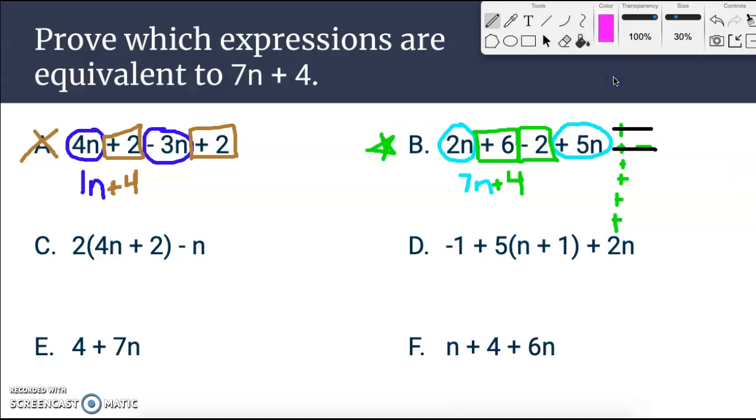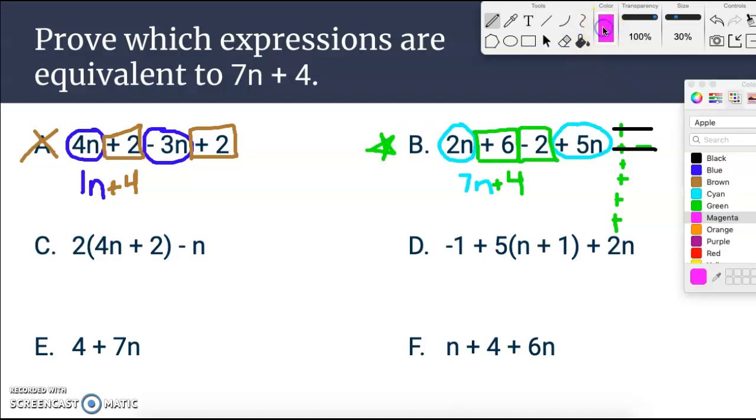All right, on to letter C. So on this one, we have 2 times the quantity 4n plus 2 minus n. So we start with the distributive property. 2 times 4n is 8n. And then 2 times 2 is 4, and it's adding. So 8n plus 4. Then we bring down this minus n.